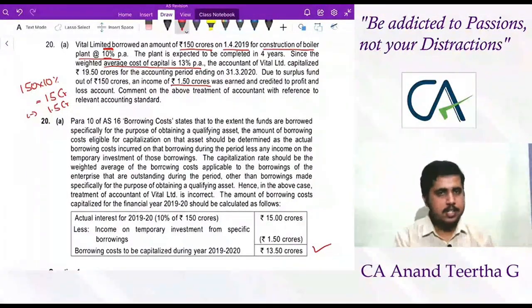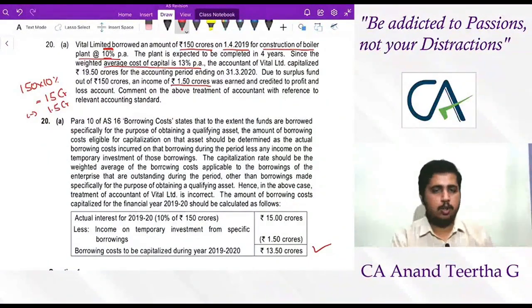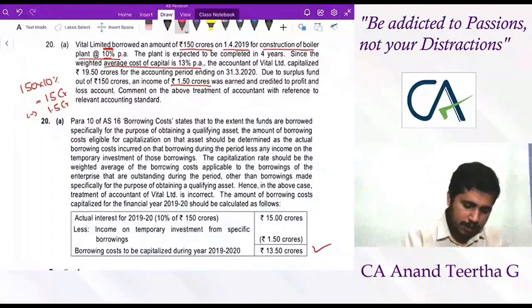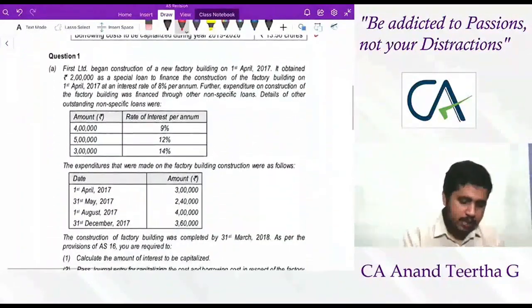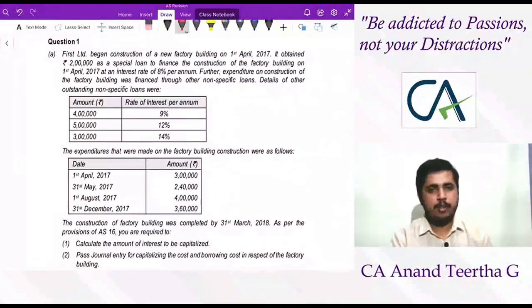So initial sentences, then the way they have shown 15 crore minus 1.5 crore. That will be your answer. This is about the case study requirement. Now, if I talk about general borrowing, this is one old question in one of the May attempts.